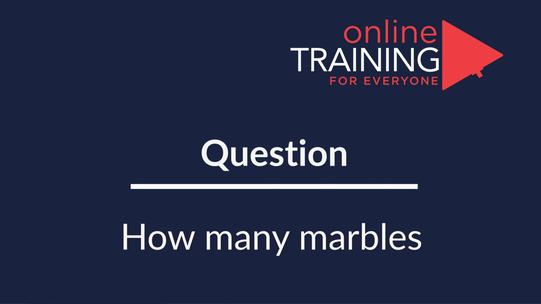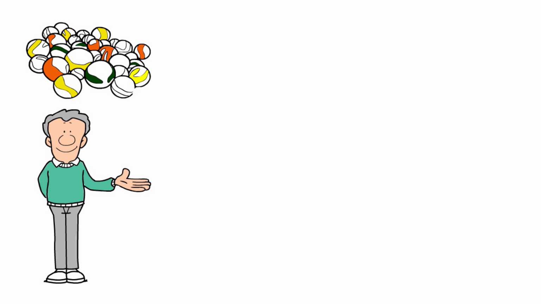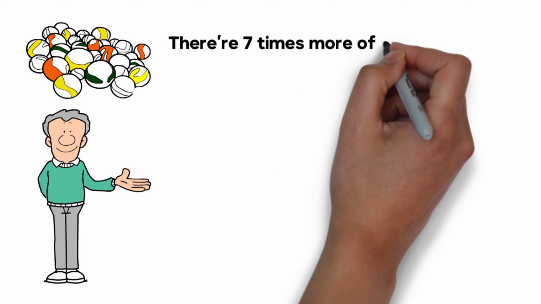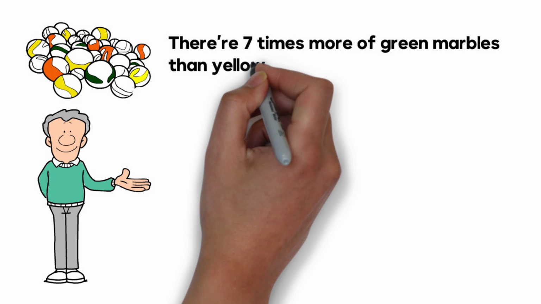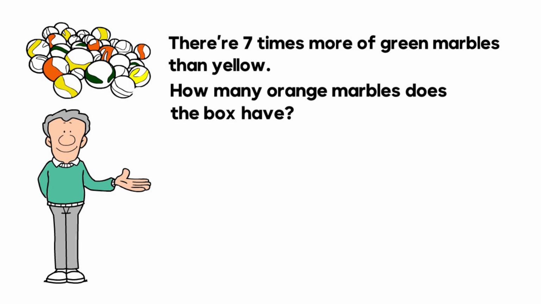Here's the cool problem, which is easy to understand, but might be a little tricky to solve. The box has 15 marbles of green, yellow, and orange colors. There are 7 times more green marbles than yellow. How many orange marbles does the box have?